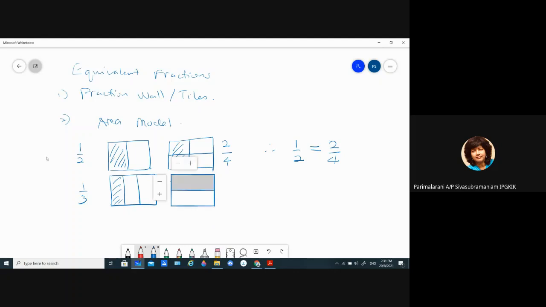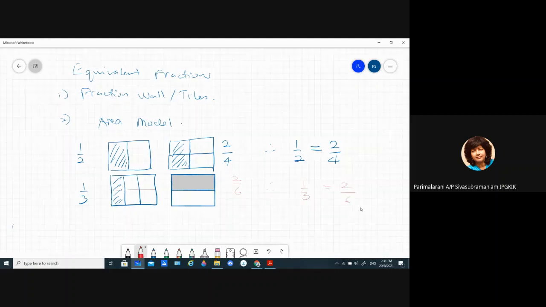Okay, so we divide it into 2. If I divide it here into 2, then it becomes 2 out of 6. So from here, we know that 1/3 is equal to 2 over 6.